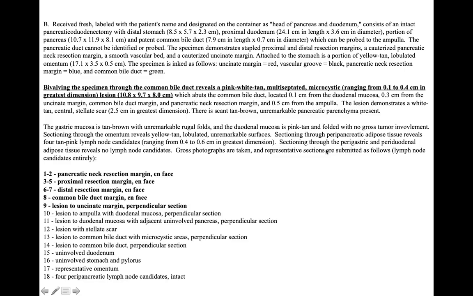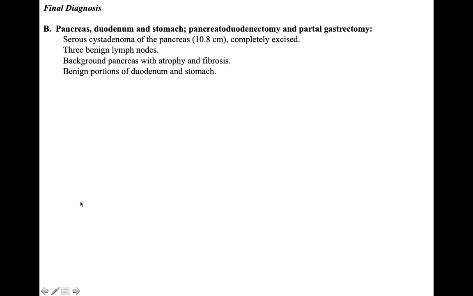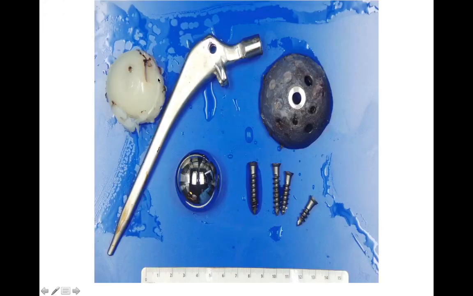Again, this was described as a microcystic lesion. The margins were sampled, and then this was signed out as a serous cystadenoma measuring almost 11 centimeters. And then you talk about lymph nodes, and you talk about some background pancreas, and then talk about the duodenum and the stomach. Cool.